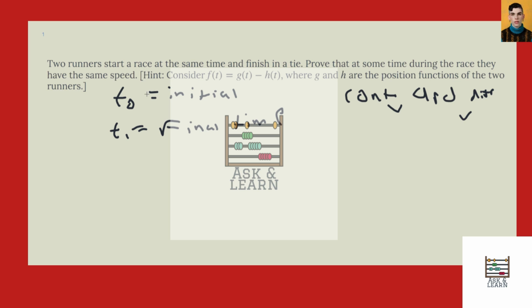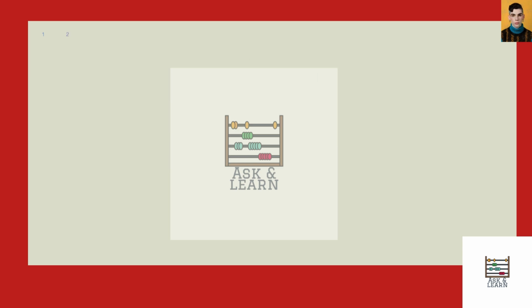So then if we let f of t equal g of t minus h of t, we also can assume that f prime of t is equal to g prime of t minus h prime of t. And since we are in the interval t0 to t1, we can apply the mean value theorem here. I'm going to do this on the next page so I can have more space.